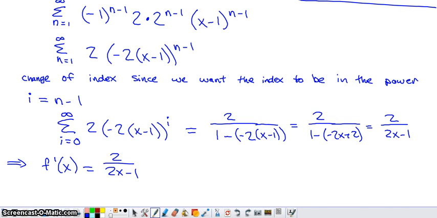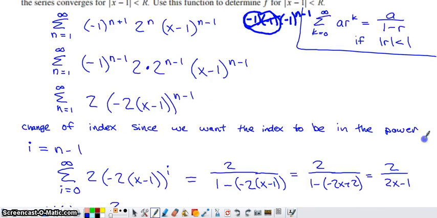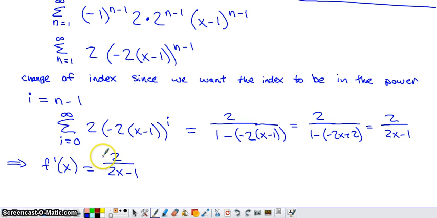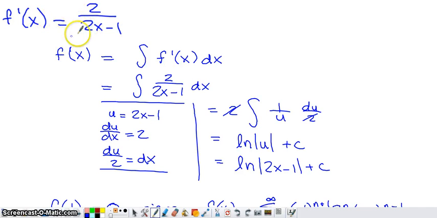Well, if we look at what part C actually asked us to do, it said find the function f prime to which that series converges on the interval of convergence, and then use that to determine what f is. So now that we know f prime, we need to shift our attention to determining what f is. So we'll do that on a new screen. So here's f prime of x. We just determined that. We want to know f. So it's just going to be an antiderivative to go back to the original function.